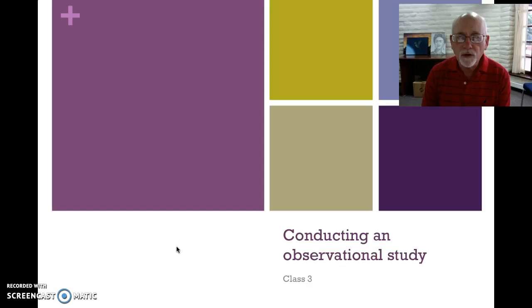This little presentation is designed to help give you a preview of what we're going to be doing next week, which is to do an observational study. We're going to be doing two different kinds of observational studies. One is called a naturalistic study, and the other one is called a controlled observational study. I hope that you'll view this. It'll help to prepare for doing that activity next week.